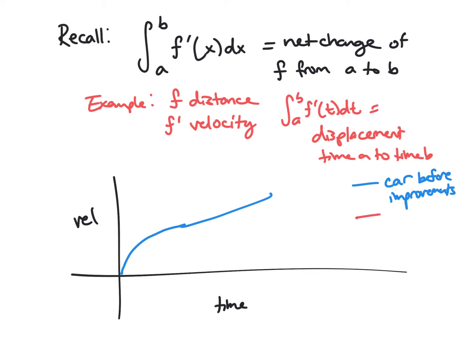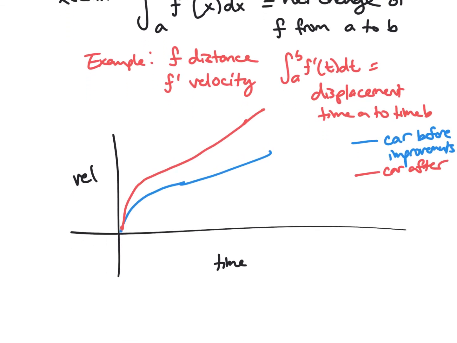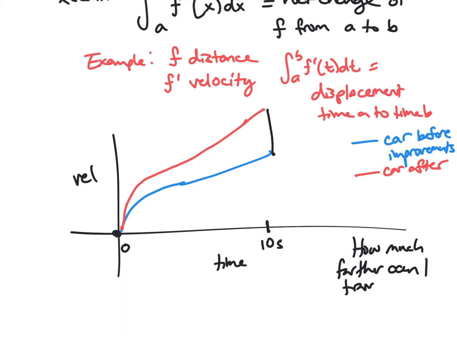And then let's say we have the souped up version. So we've got the before and after, and let's say it looks something like this. The souped up version can go a little bit faster. So a natural question might be, if I am starting at time 0 here and then I am driving for, let's just say 10 seconds, then how much farther can I travel in these 10 seconds than before, after improvements?